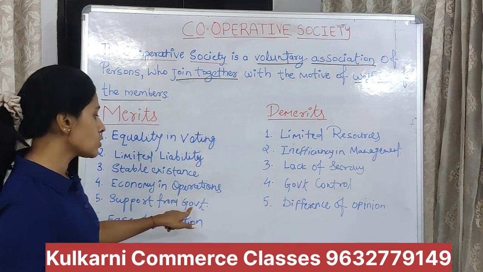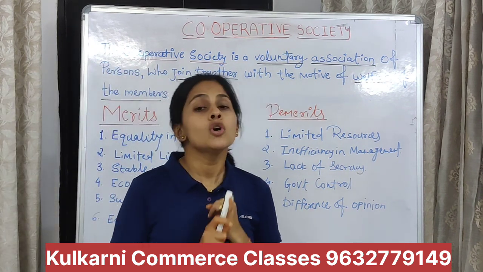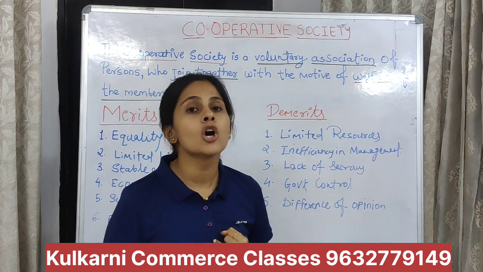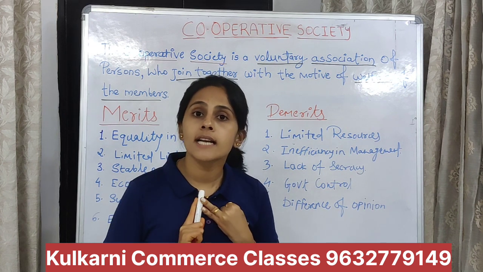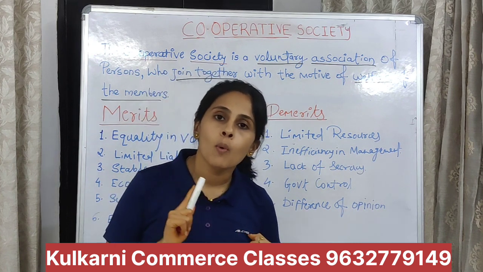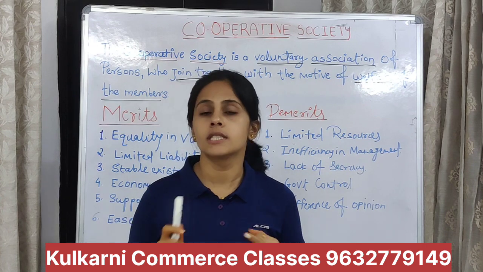Next one, in case of government support, what will you write? Many government incentives are provided to cooperative societies. For example, they will give financial assistance or they may provide a tax rebate, or we can say tax exemption, to the cooperative societies. Sometimes they will provide training facilities to members. All these are the things.